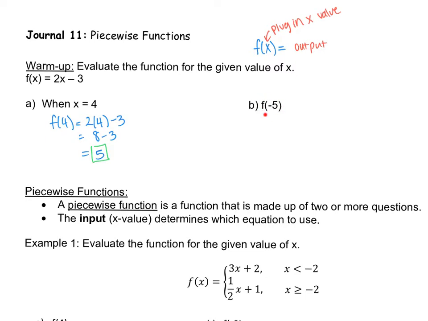Now, when I see something like this, it is saying I'm going to be plugging in -5 in for x. So that is my x value that I'm working with. So my setup, if I were to work this out, is going to be 2 times -5. Instead of this x, it's a -5 minus 3. And if I work this out, -10 minus 3 gives me -13 as my answer. Since I multiplied the 2 and the -5, got the -10, brought down the -3, and combined them and got -13.